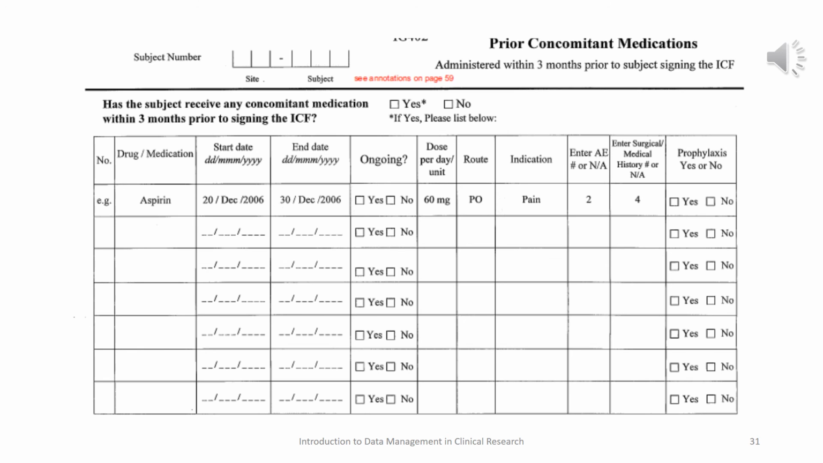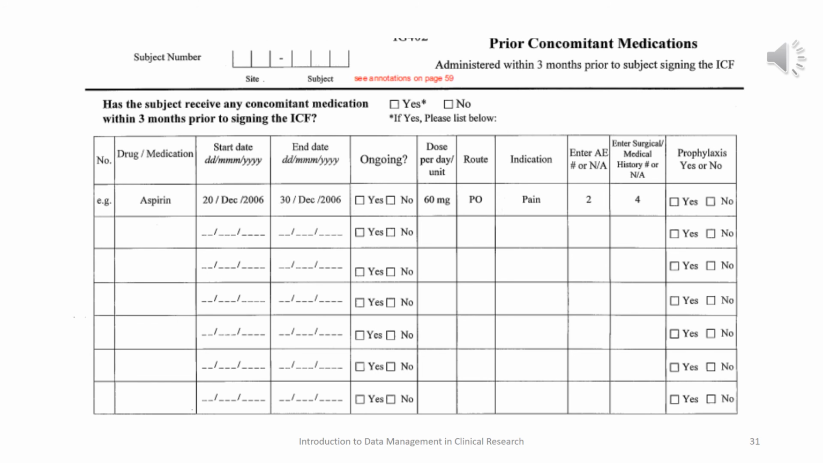So every concomitant medication that we collect and that we list on a CRF page has to be associated with either an adverse event or an entry on the medical history page. For example, in this particular example here, they've indicated that the subject is taking aspirin for adverse event 2. So we had to go on the adverse event page and find out what they were taking the aspirin for. Maybe it was a headache or a toothache or some other type of pain. And that should match what's in the column marked indication.